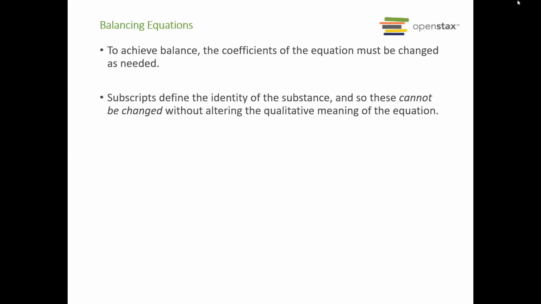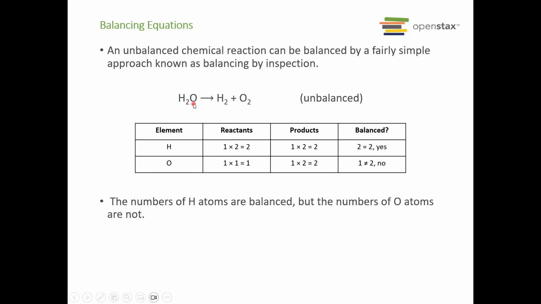And then again, with these balancing steps, we can never change the substance itself. So we can't add the subscripts at all. So if we go back here, I can't come in and add a 2 after the oxygen, because if I did that, it would balance the reaction.